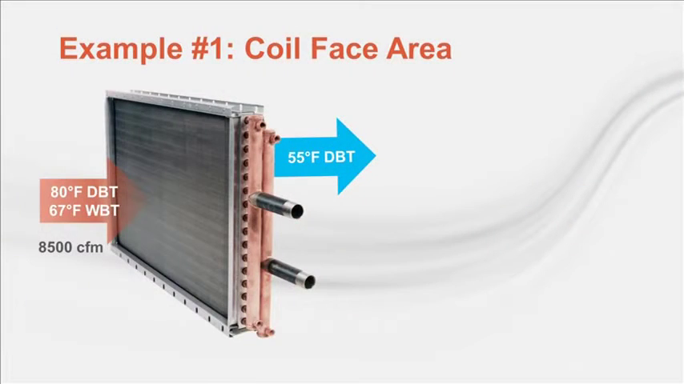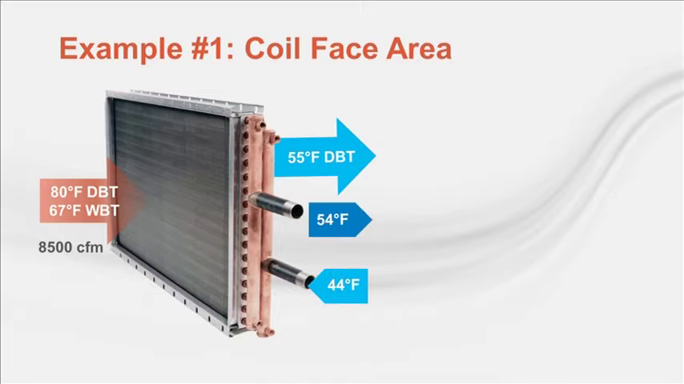Finally, the extent to which the coil raises the leaving water temperature can dramatically affect both the installed cost of piping and pumping energy. And coil performance can even influence the efficiency of the water chiller. To demonstrate these impacts, let's look at an example coil selection. The condition of air entering the coil is 80 degrees dry bulb and 67 wet bulb. For this example, 8500 CFM of air needs to be cooled and dehumidified to 55 degrees leaving the coil.